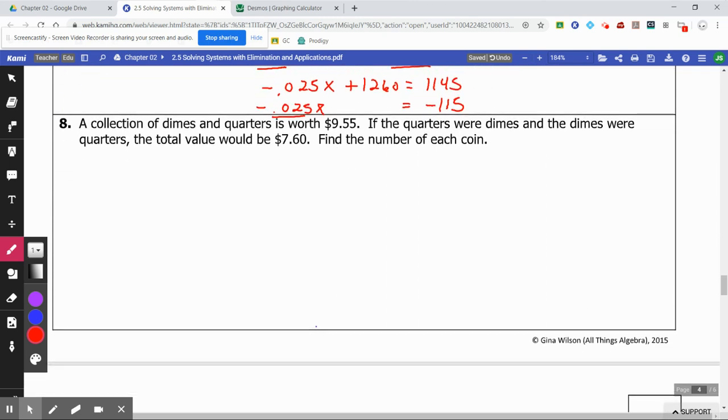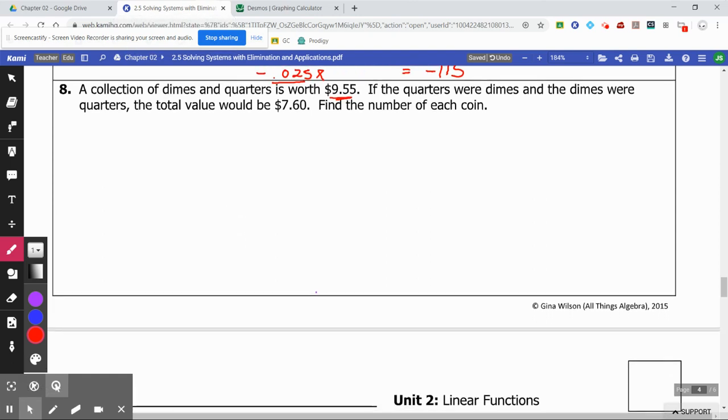Last problem. A collection of dimes and quarters are worth $9.55. Again, if you don't want to work with the decimal point, we can use 10s and 25s as long as you use 955. Quarters and dimes, if the quarters were dimes and the dimes were quarters, the value would be $7.60. Find the number of each coin. So we'll let X be the number of dimes and Y be the number of quarters.